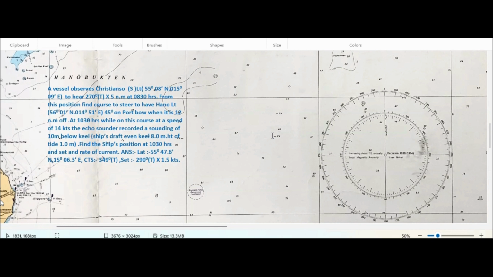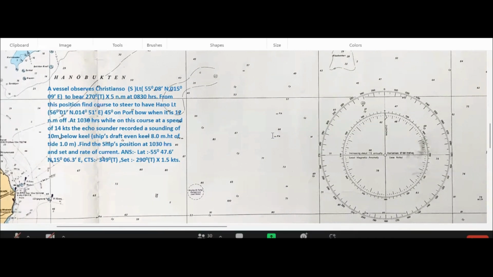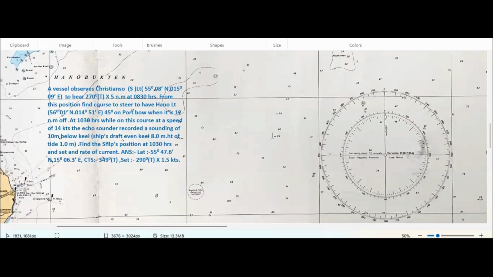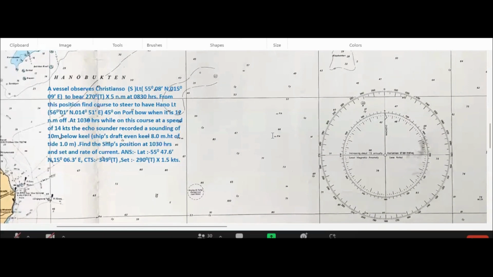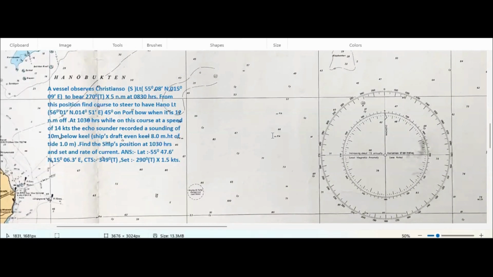Read the question 2-3 times and try to understand what is given in the problem, then only you can solve it. Otherwise, I'll be doing it and you will not understand what I'm talking about. So first, you have to read the question and see what all information is given and what they are asking. The first position is given, one bearing and distance is easy.